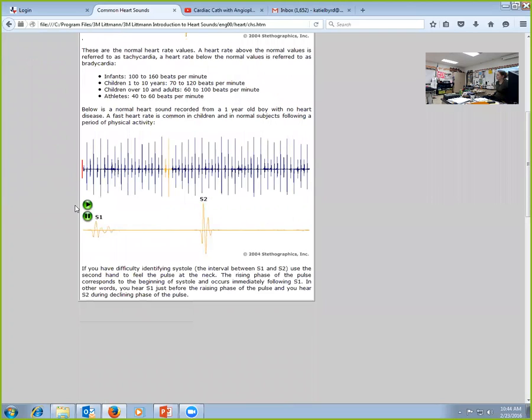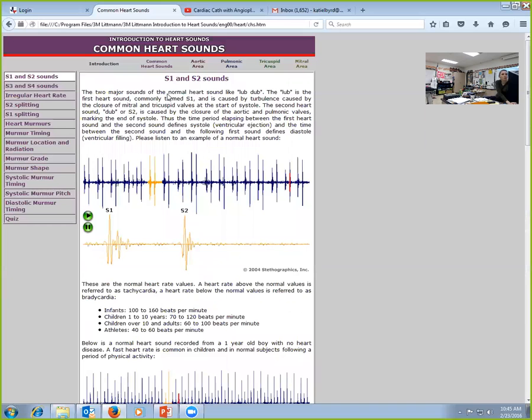Here's a children's heart rate. Notice how much faster it is. And babies, look, here are the numbers. Infants, 100 to 160 beats per minute. That's the norm for babies. Children 1 to 10 years, 70 to 120. Children over 10, 60 to 100. And adults is generally, I would say, 60 to 90. So that's a normal heart sound.